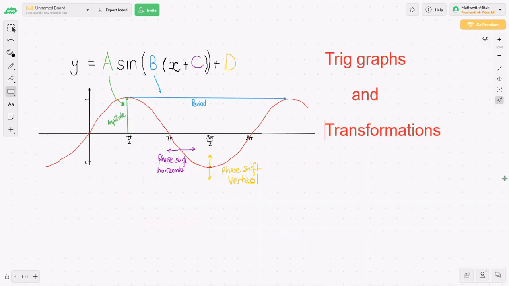So that was trig graphs and their transformations, and specifically looking at a formula in the form that you see on the screen there, and how we can do a sketch of the transformations to show how that graph's going to change. We did it for the sine graph. We could apply it to other trig graphs, but I hope that's helped.